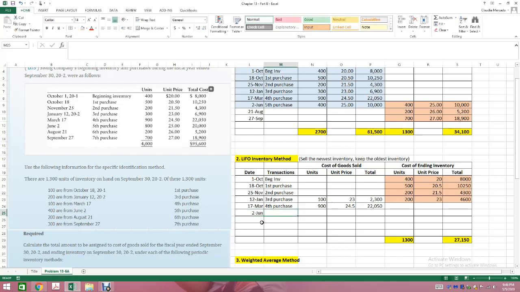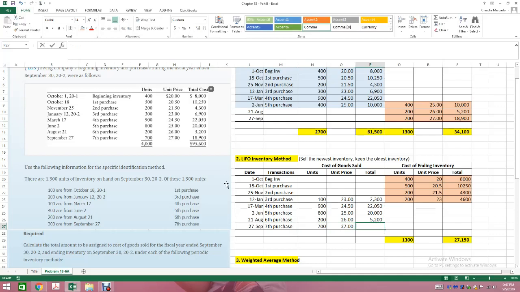June the 2nd. This is the fifth purchase. And we have 800 units at $25 a piece. Let me format this. And then that's $20,000, right here, $20,000. Then we have August the 21st. That's the sixth purchase. And then that's 200 units at $26 a piece. It's $5,200. And then we have September the 27th. And that's my seventh purchase of 700 units at $27.